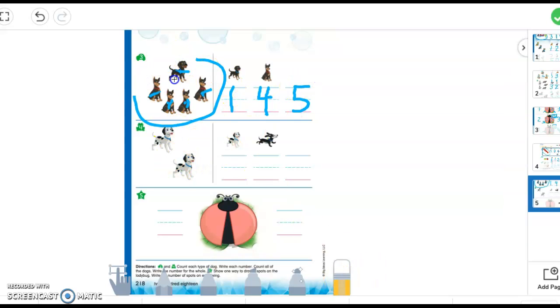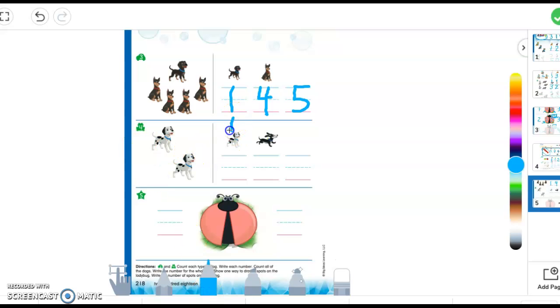Okay, let's now look at our black and white dogs. How many black and white dogs do we have in our set? We have 1, 2. So let's write the number 2. How many black dogs do we have? Oh, 0. So how many do we have as a whole? All together, we have 2. So 2 and 0 is 2.